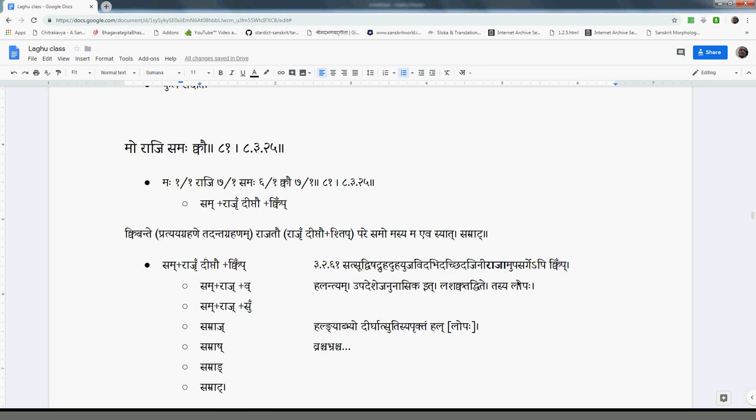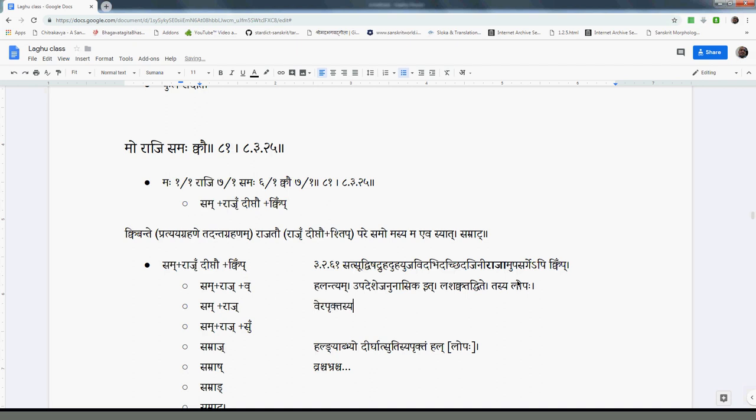There is a sutra, veraprukthasya. Vehe, so let me take it, the next line. So how does vakara go? Sam plus raj plus nothing, zero. How? By veha apruktasya lopaha bhavati. Where apruktasya lopaha.